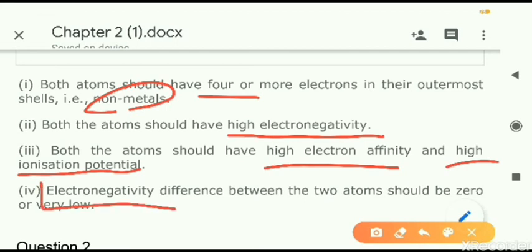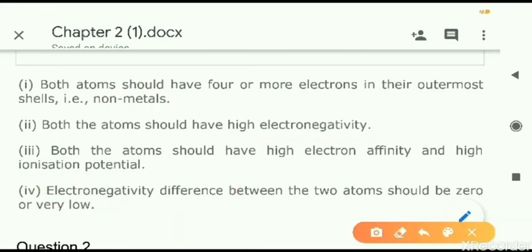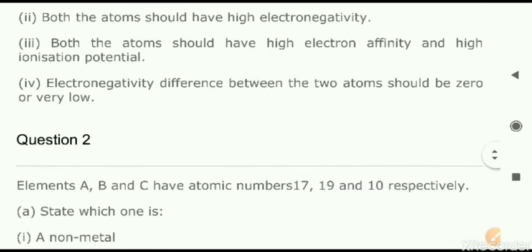And the most important one is regarding the electronegativity difference. The electronegativity difference between the participating elements should be very low. That means it can be 0 or up to a particular number, that is 1.5. Based on that, we have seen polar and non-polar bonds.